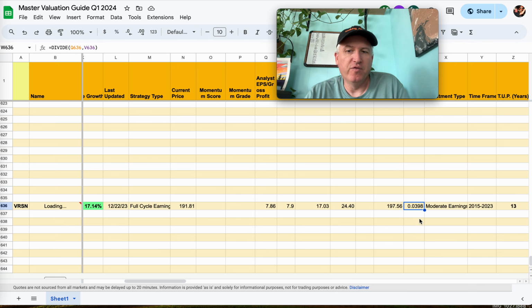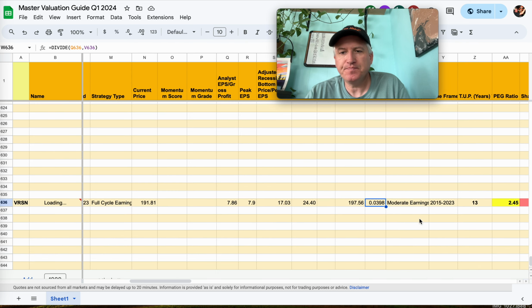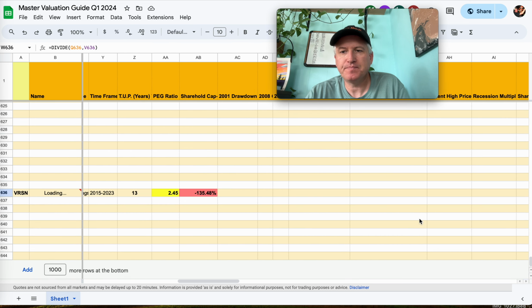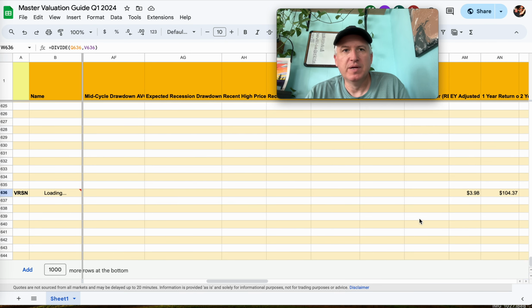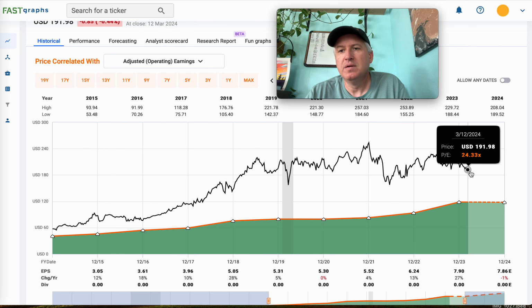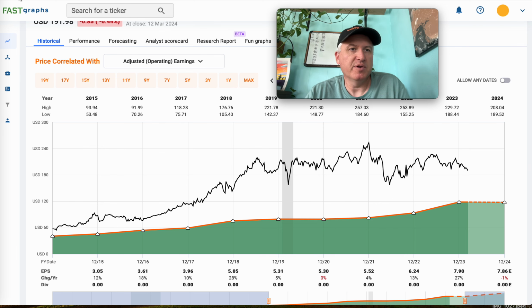So we have about a 3.98% earnings yield right now. That includes the debt adjustment. So that's about a 25 PE. What was the FAST Graphs number? 24.3. So almost the same, really.